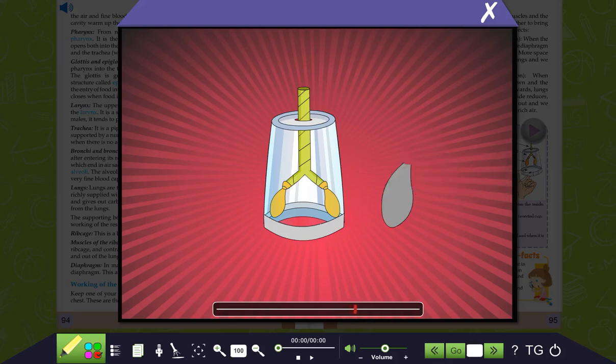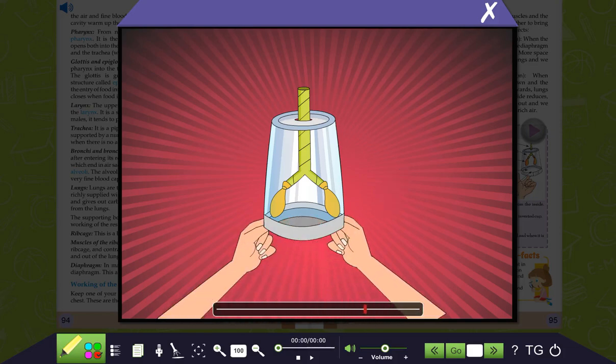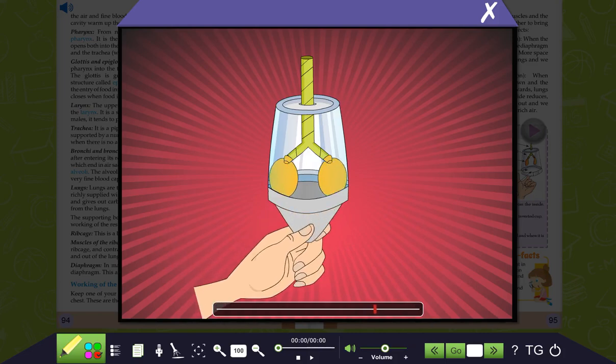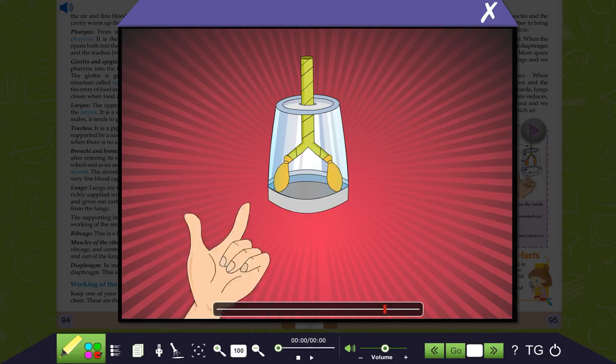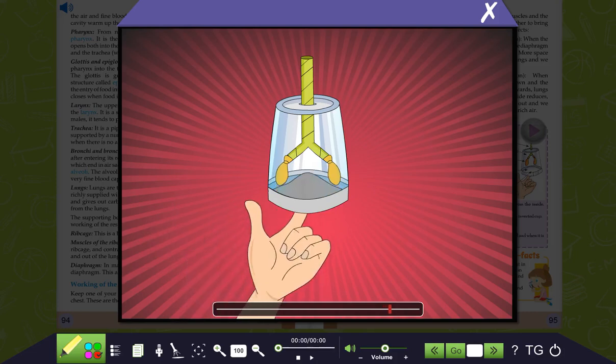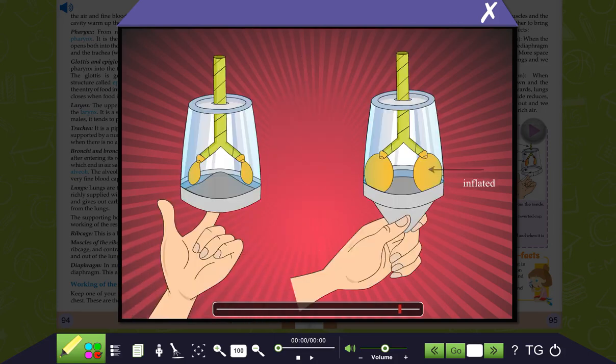Cut off the neck of a large balloon and carefully stretch it out as a sheet over the rim of the inverted cup. Pull down the balloon sheet and observe the small balloons. Push the balloon sheet up into the cup and observe the small balloons again. You will observe that when the balloon sheet is pulled down, the smaller balloons get inflated, and when it is pushed up into the cup, they get deflated.